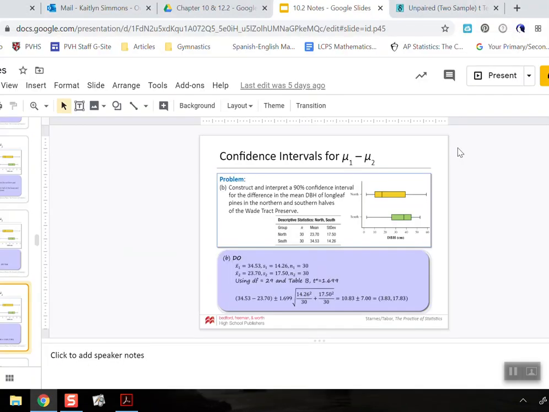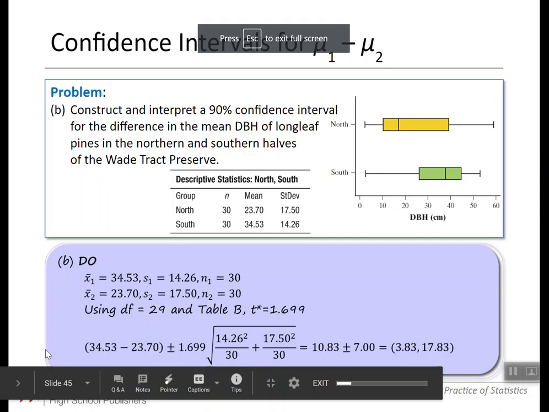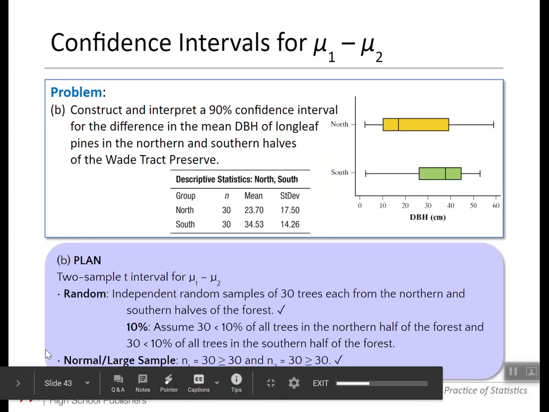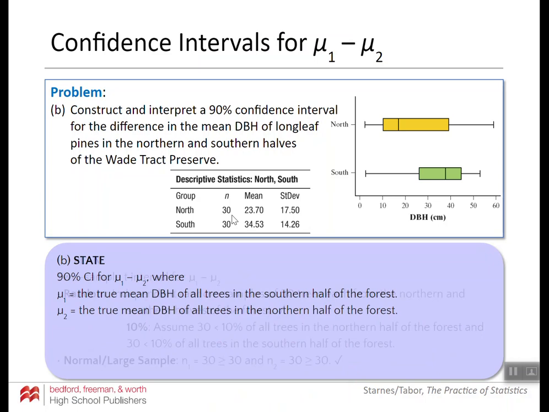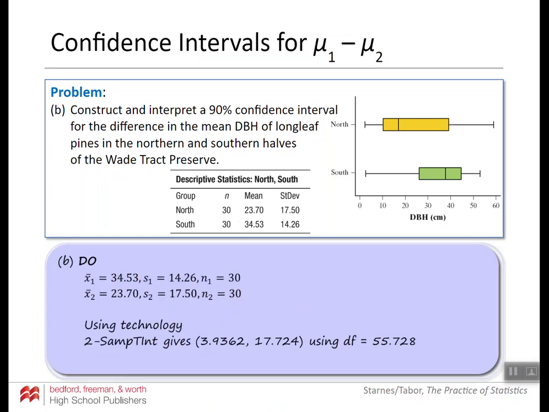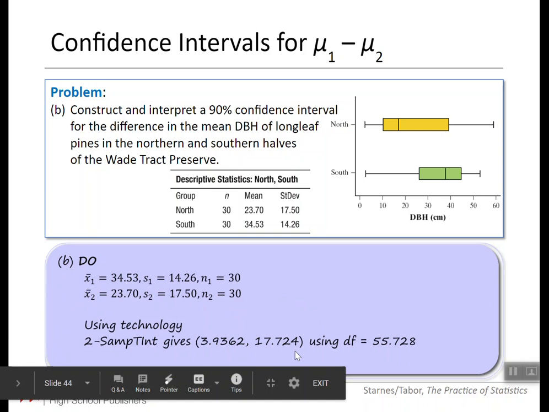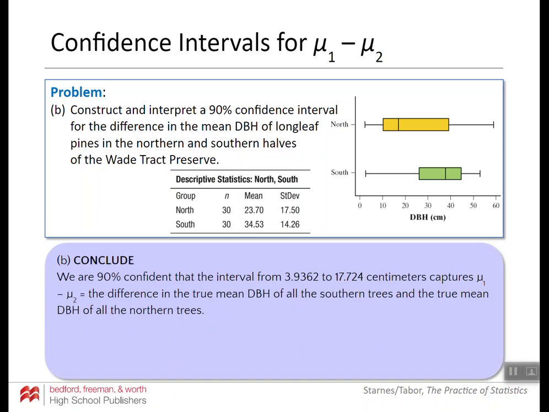Now, I think I put that in backwards. Hold on. Yeah, we had written mu1 as the southern half, mu2 is the northern half, so I switched those. So the answers that I got were actually negative and flipped of this, but it was the same numbers. So if I had put them in the correct order, I would have gotten the same answer.